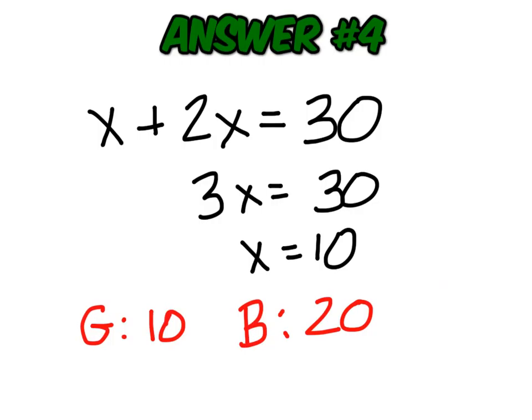On the fourth one, it's just a matter of x plus 2x. This was the girls and boys problem. So x would be the girls, 2x is the boys. Girls would be 10, boys would be 20.